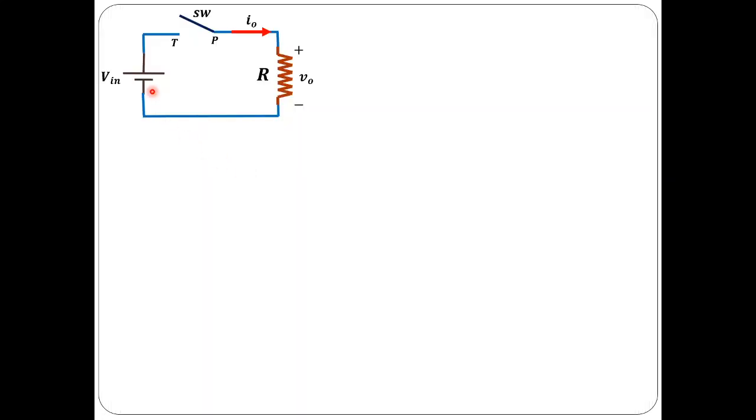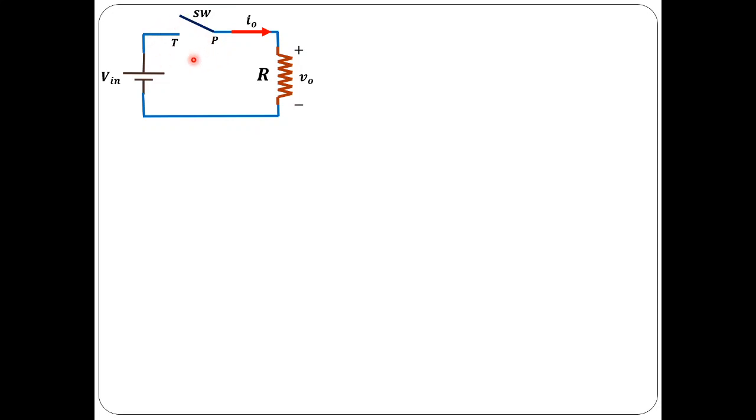So consider a circuit in which the input side has a battery and the output side has a resistive load. The voltage across the load is V0 with the given polarity as mentioned in the circuit diagram, and the current through the load is I0 in this direction, that is left to right. In between the source and load a switch is incorporated, a single pole single throw switch.